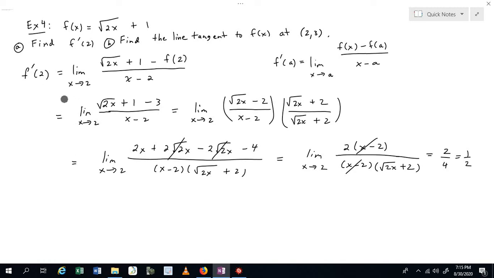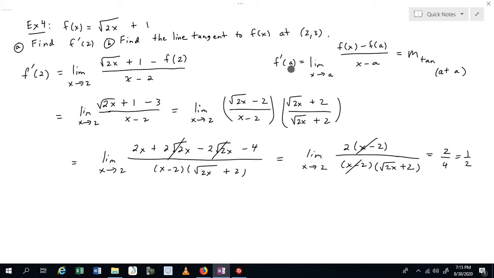Now, one thing I want you to notice is that this definition right here should be familiar to you if you watched the last video. If you remember in the last video, we showed that this limit was the same as the slope of the tangent line at x equals a. But now we're calling it the derivative evaluated at a.